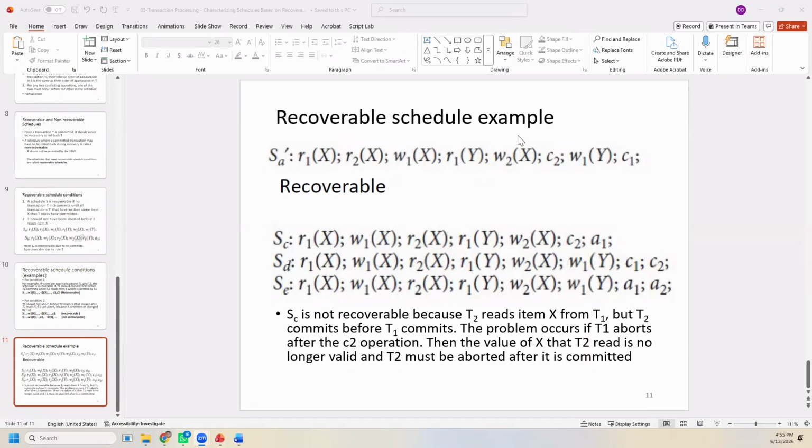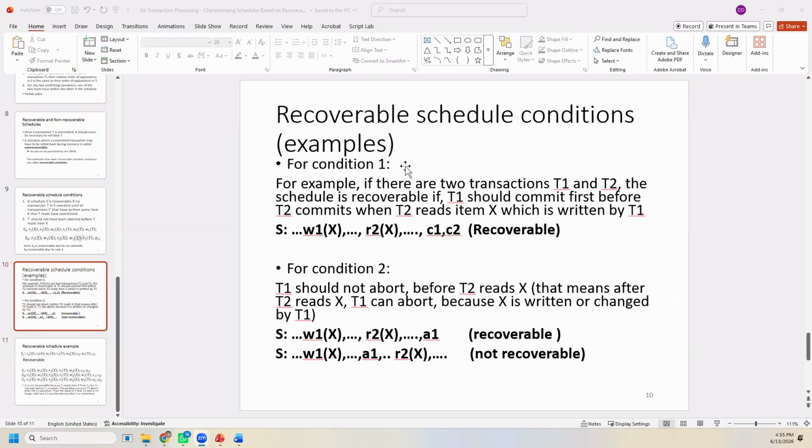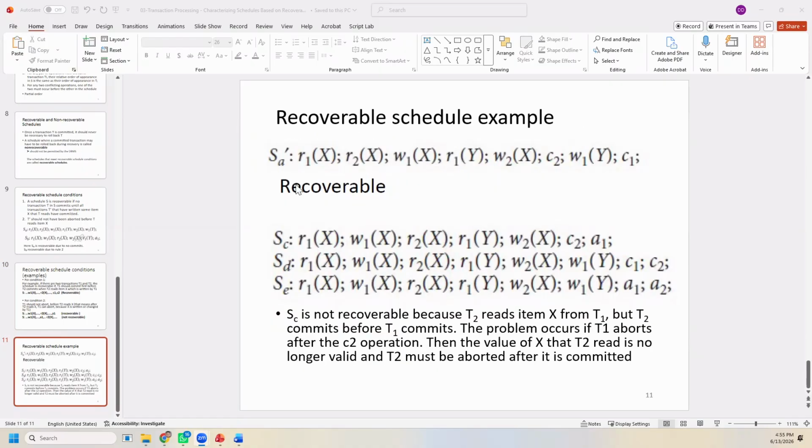That means the modifying transaction should commit first, no? So this item is modified by transaction 2, then transaction 2 itself committed. So that means before T1, right? So that means this condition 1 is satisfied, no? Satisfied, therefore this one is recoverable.